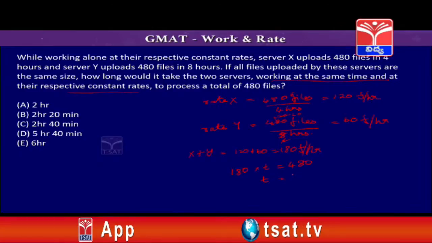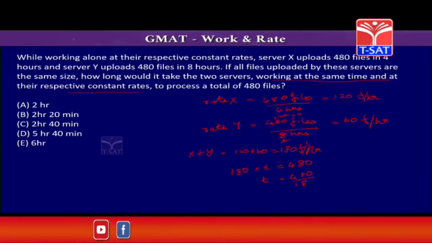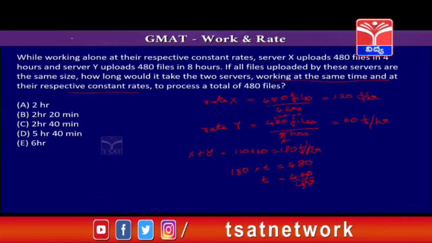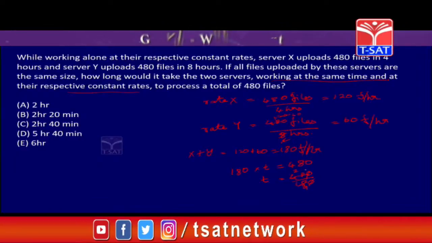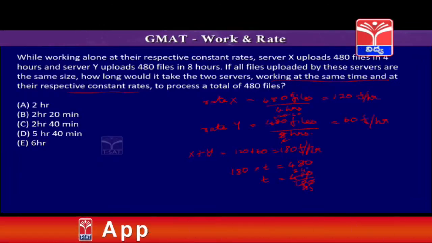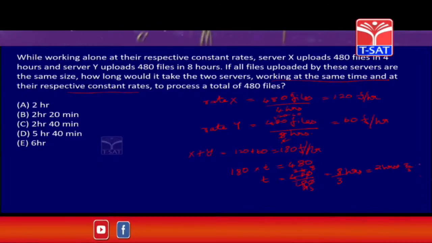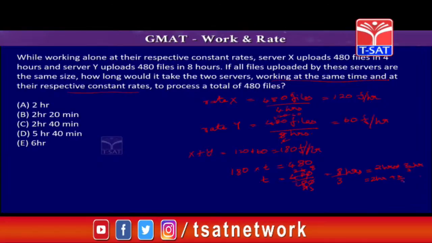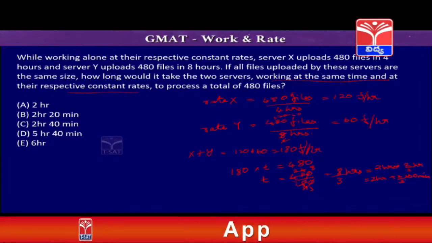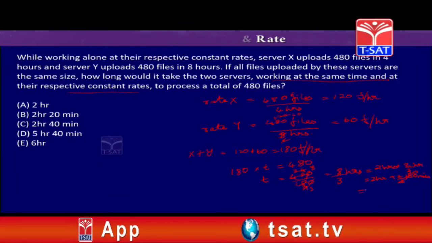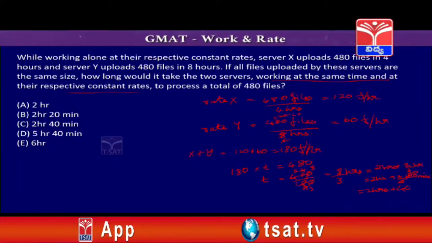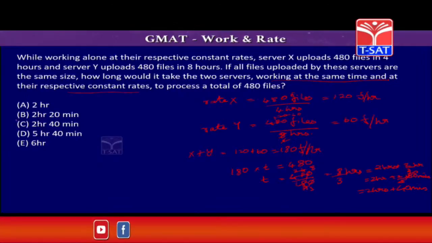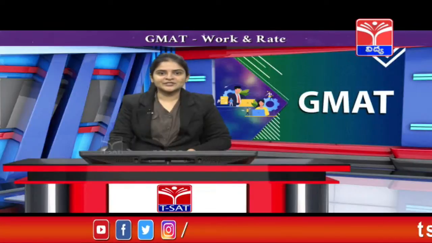Therefore, the time will be equal to 480 divided by 180. It comes out to be 8 by 3 hours, which is nothing but 2 hours and 2 by 3 hours, which is 2 hours plus 2 by 3 into 60 minutes. It comes out to be 2 hours and 40 minutes, which is answer option C. Let's see what the next question is.